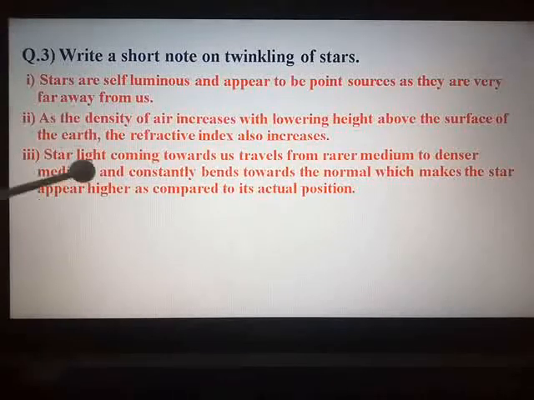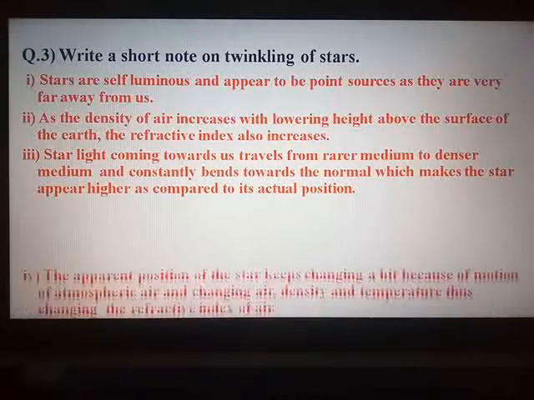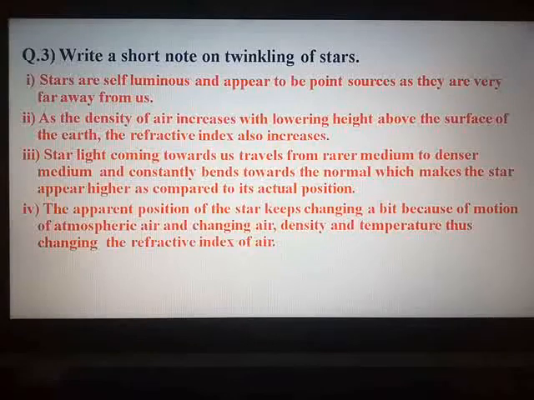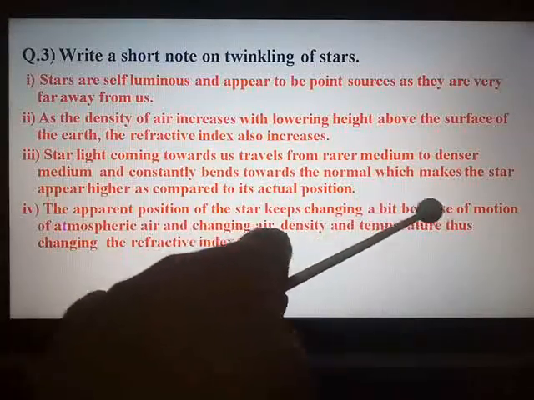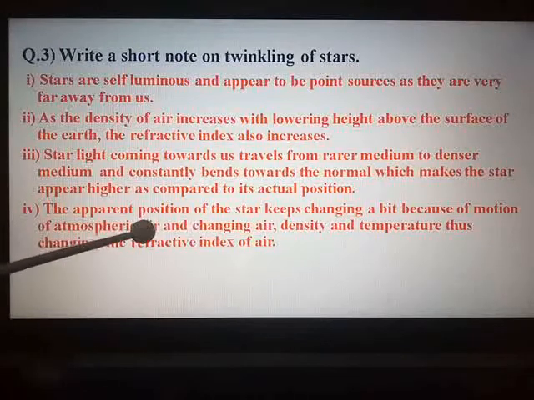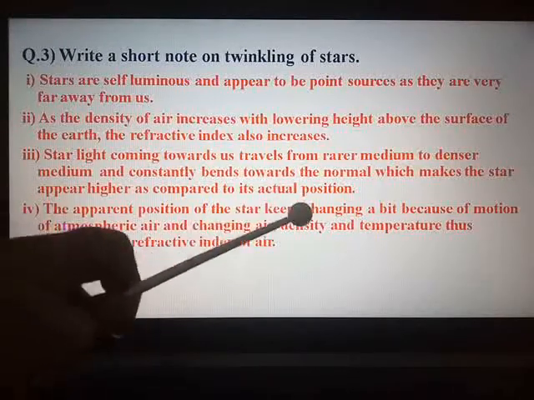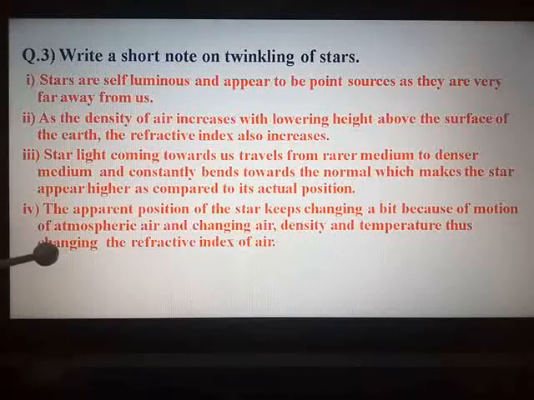Point number 2 and 3 as it is given in the textbook you can mark. Point number 1 you have to just shorten that point. Continue marking below the diagram. Point number 4, the apparent position of the star keeps changing a bit because of motion of atmospheric air and changing air density and temperature, thus changing the refractive index of air.